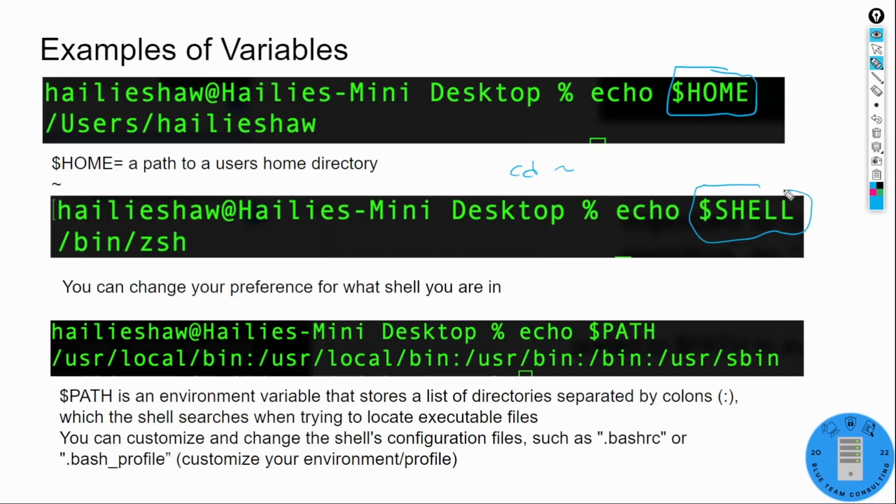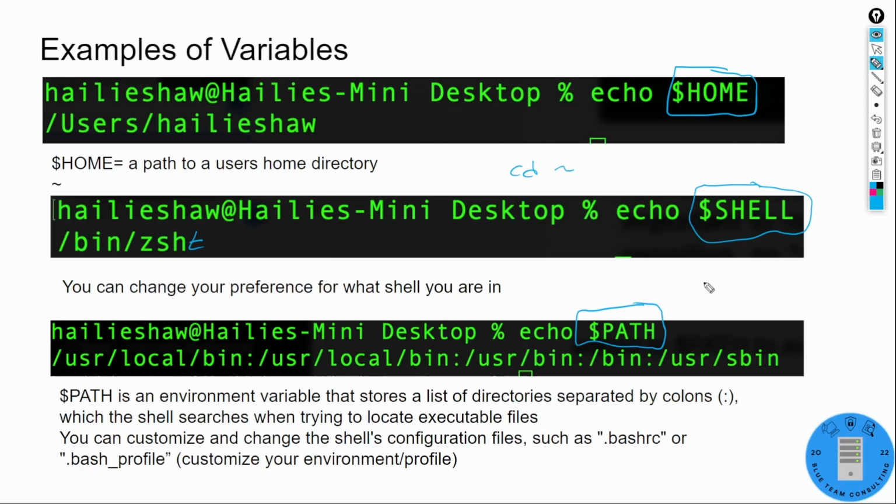Another one, $shell. This is basically what shell you're in. I'm in a Z shell. We talked about the different types of shells you can have in the intro to Unix module. And you can change your preference for what shell you're operating in by changing your shell variable or what shell you launch into. Those are all configurable on whatever Unix-like system you're operating on.